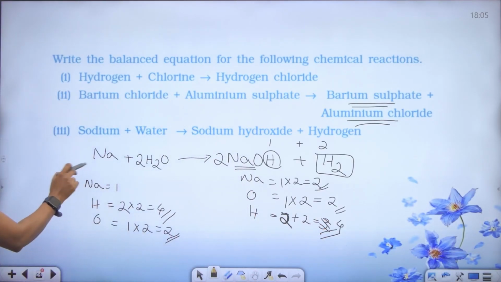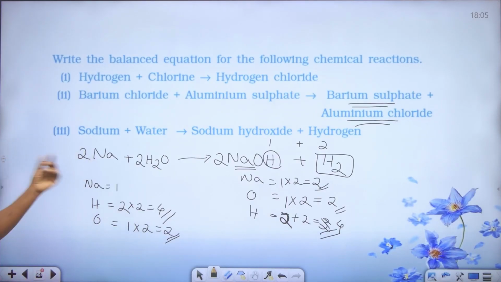Then on the reactant side only 1 sodium is present, so I will write 2 here, 2 Na. 2 Na plus 2 H2O gives 2 NaOH plus H2. Now the equation is balanced. Number of sodium atoms on the reactant side is 2 and on the product side is also 2. Number of hydrogen on the reactant side is 4 and the total number of hydrogen on the product side is also 4. And the number of oxygen on the reactant side is 2 and on the product side is also 2. So the equation is balanced. Okay, is it clear?